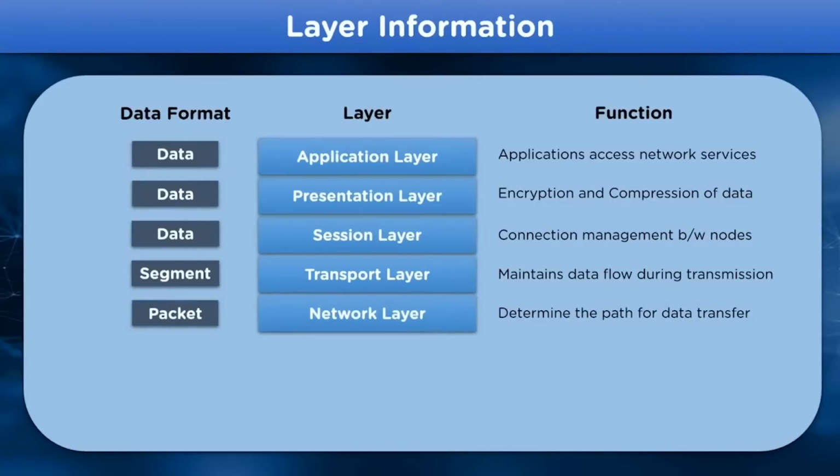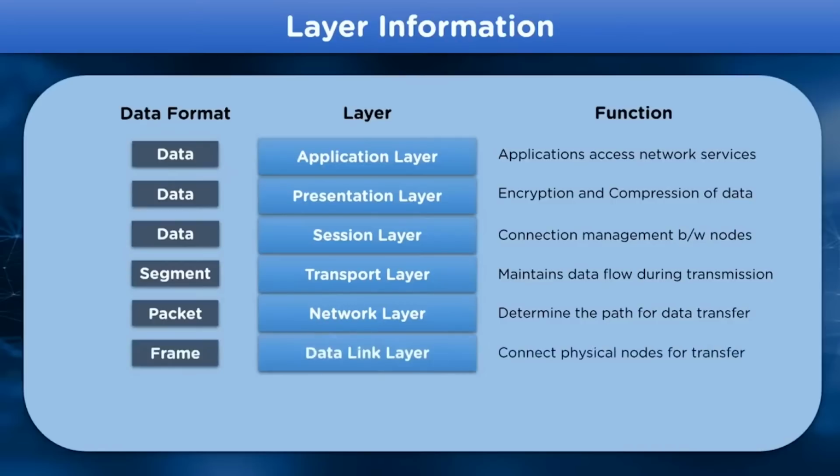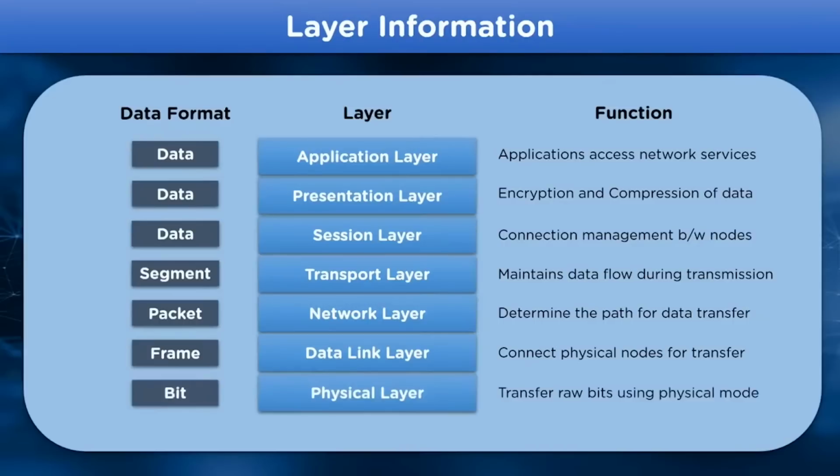Next, we have the network layer, which determines the path for the data transfer. It handles packet related data. Then we have the data link layer, which performs the task of connecting the physical nodes for the transfer of data. It handles frame data. And in the end, we have the physical layer, which is used to transfer the raw bits, that is, in terms of ones and zeros, over the physical mode.